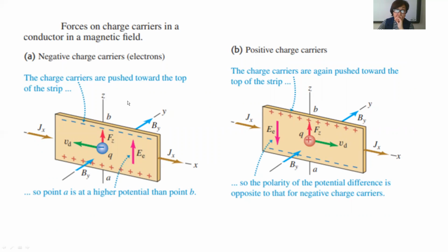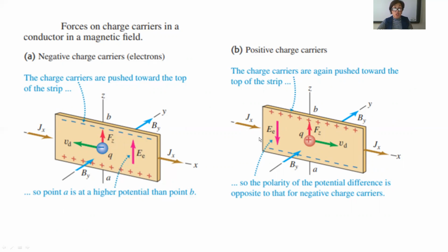The force acts on charge carriers in a conductor in a magnetic field. Here, the negative charge carriers are electrons. The charge carriers are pushed toward the top of the strip, so point A is at a higher potential than point B. Point A and point B are shown here, and this is the negative charge.